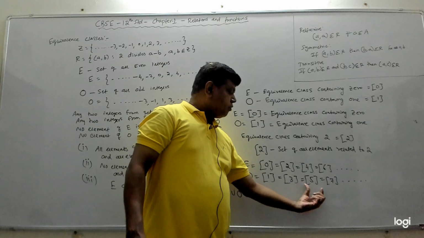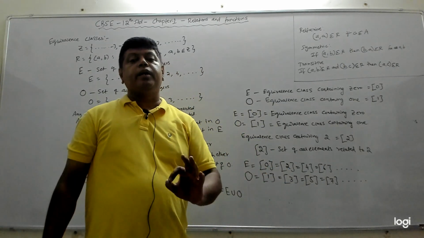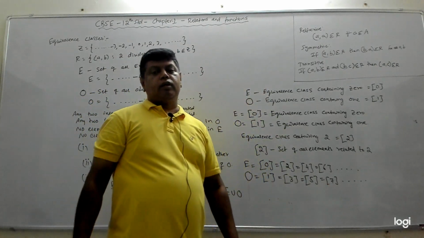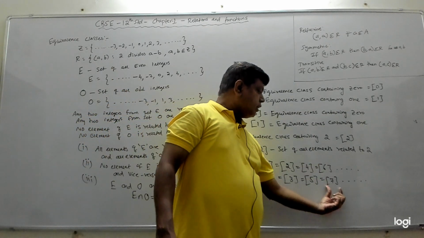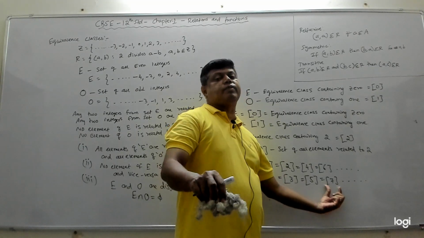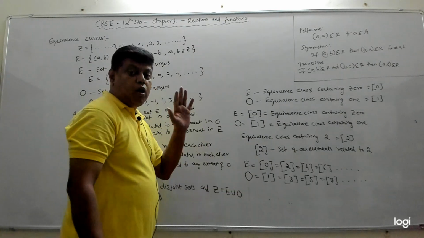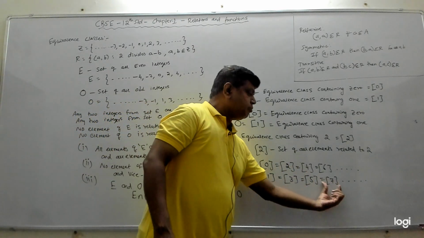In particular, if I write box 5, how do we read this? Equivalence class containing 5. Box 7 means equivalence class containing 7, and that is a set. What type of set is it? This equivalence class containing 7 will consist of all the elements which are related to 7. And the elements related to 7 are all the odd numbers, which means the set of all odd numbers.